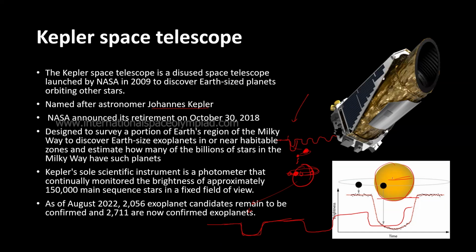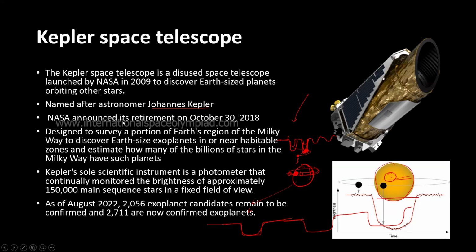Actually, if it is a big planet, imagine that it is a huge planet, then it will make a large dip. Okay, so based on all this, we can calculate the number of planets, the orbital period of the planets, and the size of the planets using this kind of method. So this is called the Kepler Space Telescope.